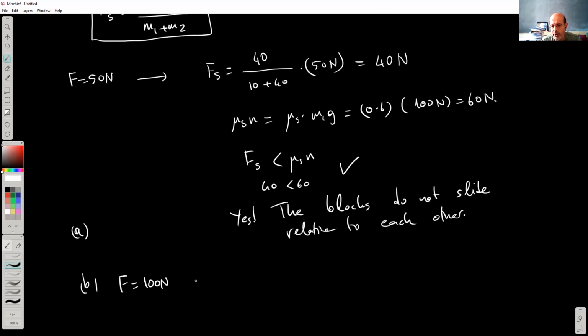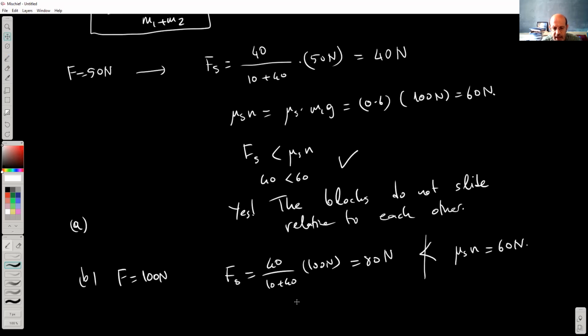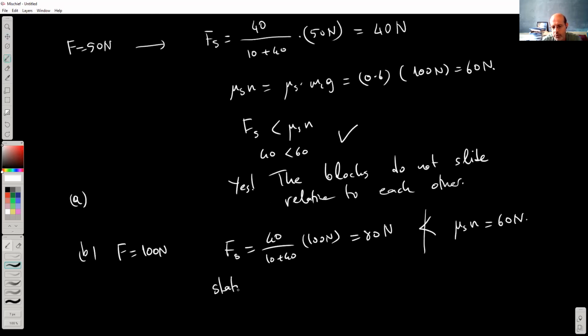Now in part B, we are going to see that this is not satisfied. So in that case, Fs is equal to, I'm just going to write down the same equation in here. So that's going to be 80 newtons. And that is not less than mu s times N, which is 60 newtons. And so therefore, the static solution is not acceptable. Okay. So therefore, the kinetic solution.